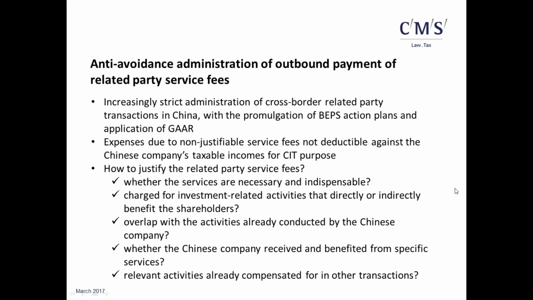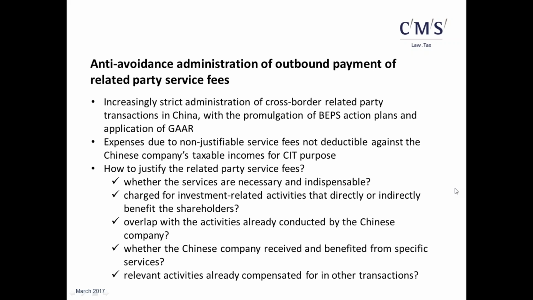If the service fees are treated by the tax authorities as unreasonable, then the service fees will not be allowed to be deducted from the taxable incomes of the PRC subsidiaries for corporate income tax purpose. So it is another topic different from the PE issue. It is an anti-avoidance topic. It means that if the service fees are unreasonable or not substantiated with concrete services, then the service fee cannot be deducted for CIT purpose by the Chinese company.